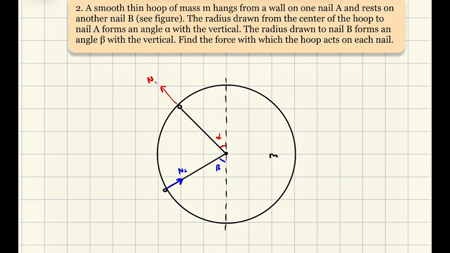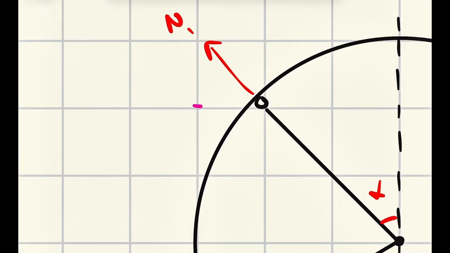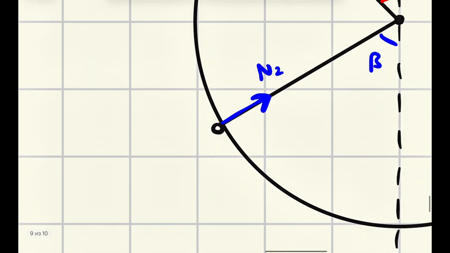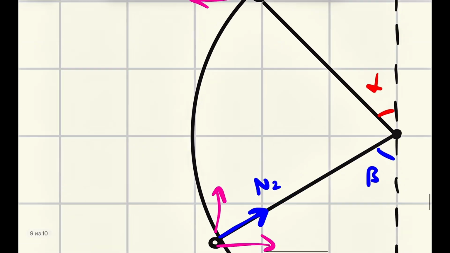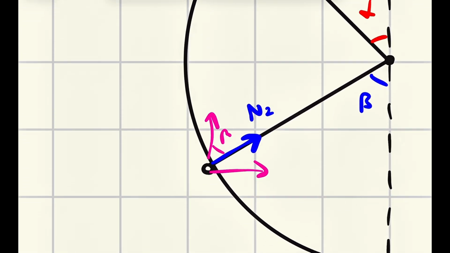Well, it's not that hard because we can just divide those two into components. Let me divide this one into two components and this one into two components, like this. We definitely know that this angle is beta as well. Why? Because of the law of Z angles: if this is beta, this is beta. Basically it's not that hard. We can say that this is N2 cosine beta, but we need to note that this is beta, not alpha. Those two angles are different. This is N2 sine beta.